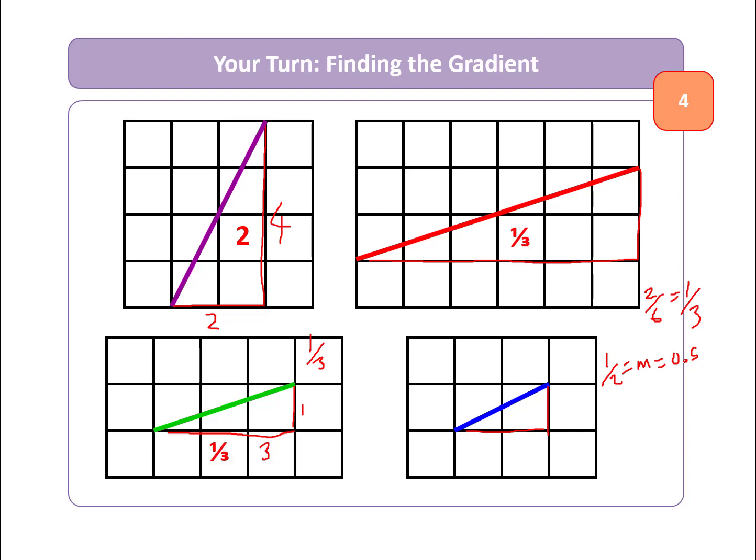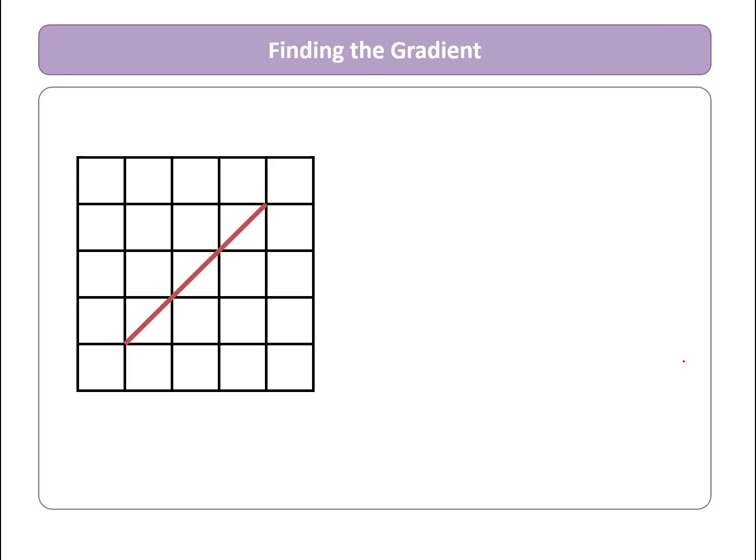Two, a third, and a half. If you got that, well done. Now that one's straightforward. It is 1. Why? Because that is 3 down and 3 across. Can you see that's 3 and 3? So 3 divided by 3 equals 1.